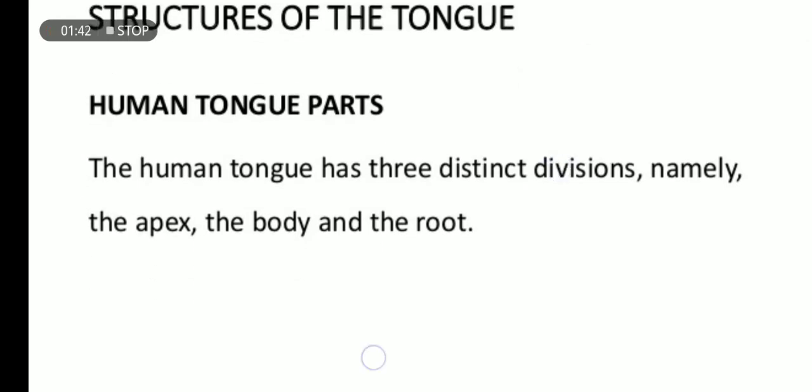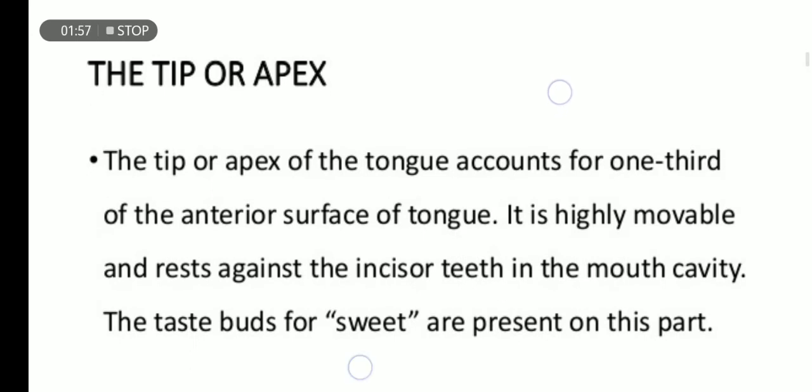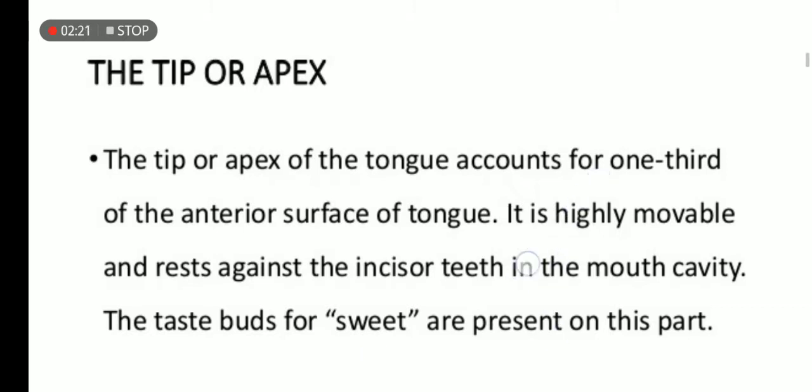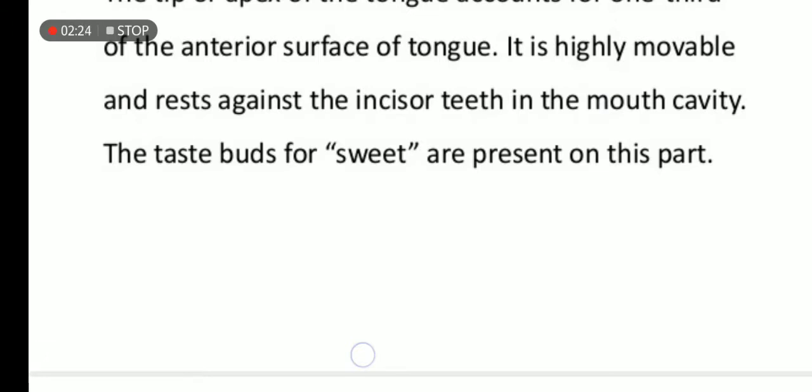Structure of the tongue. The human tongue has three distinct divisions, namely the apex, the body, and the root. The tip or apex of the tongue accounts for one third of the anterior surface of the tongue. It is the most anterior part of the tongue. It is highly movable and rests against the incisor teeth. This part moves when the animal or human speaks. The taste buds for sweet are present on this part.